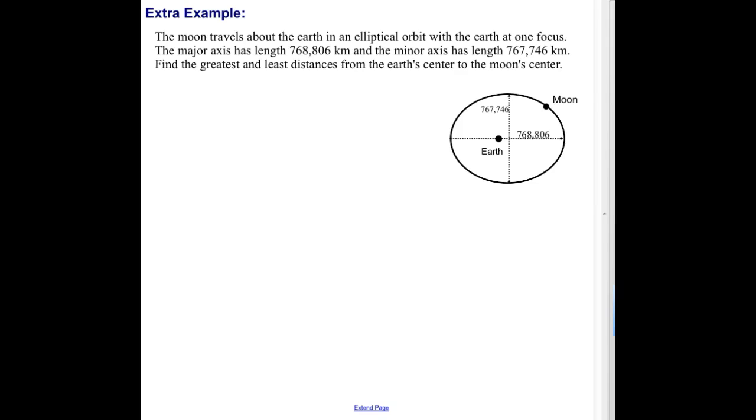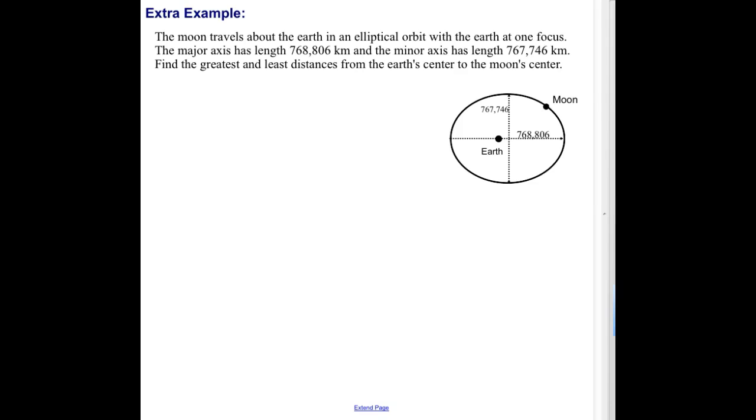The moon travels about the Earth in an elliptical orbit with the Earth at one focus. The major axis has a length of 768,806 kilometers, and the minor axis has a length of 746 kilometers. Find the greatest and least distances from the Earth's center to the moon's center.